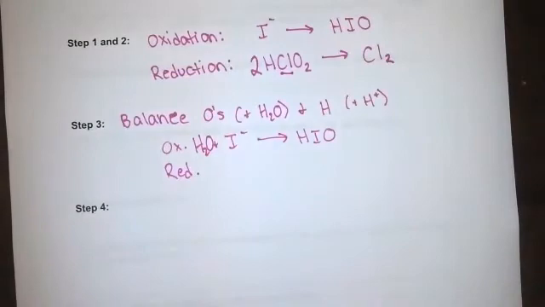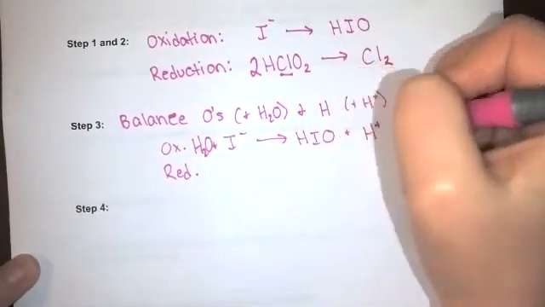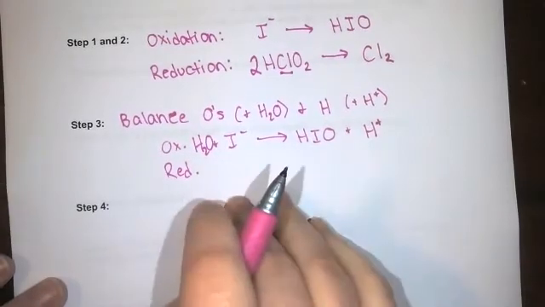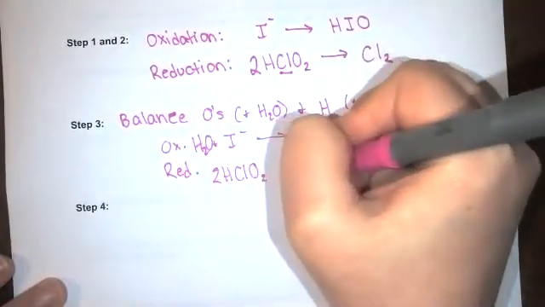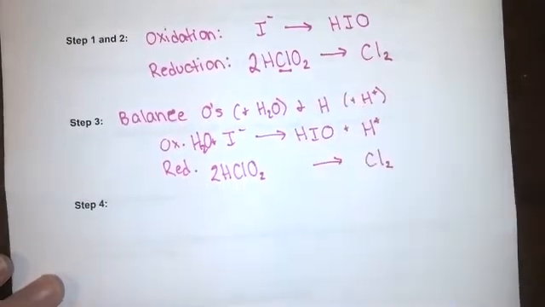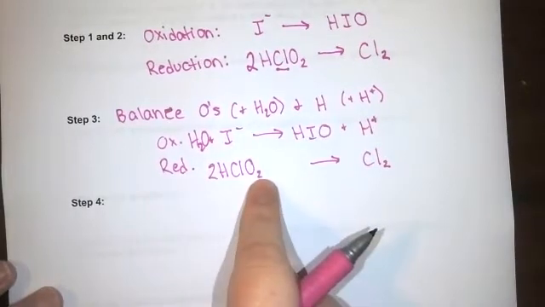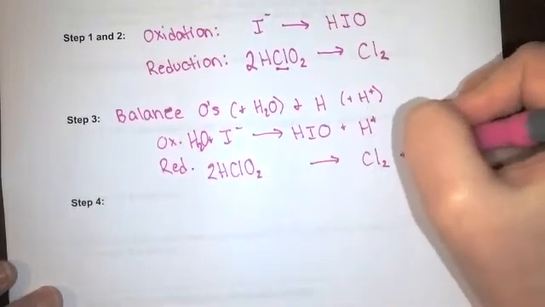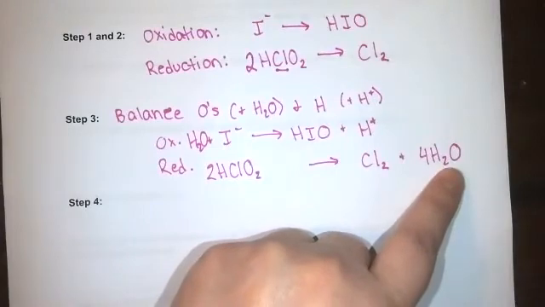But now when I'm going to balance my hydrogens, I have 2 on this side and only 1 on this side. So I'm going to have to add another hydrogen in the form of a hydrogen ion. So oxidation, there's balance. So for reduction, I have that. Now I'm going to first balance my oxygens. So I have 2 times 2. I have 4 oxygens on this side. I need 4 oxygens on the other side. I can only add them in the form of water. So I'm going to have 4 of these water molecules.